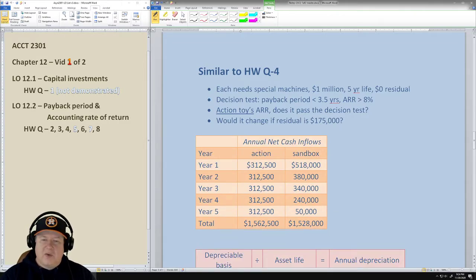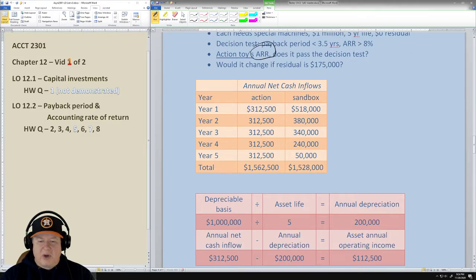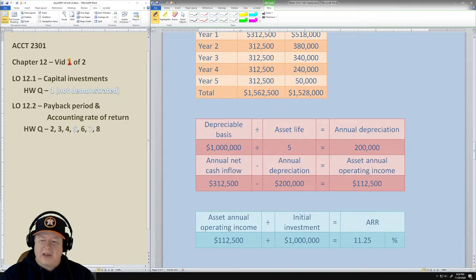If we go on to question 4, now we're looking at ARR, the accounting rate of return. It's all the same information that we had in the previous two. All we're saying here is, and I'll show you down here, ARR is figured out by taking the operating income and dividing it by the initial investment. So in other words, what percentage of the initial investment is being recovered as operating income?